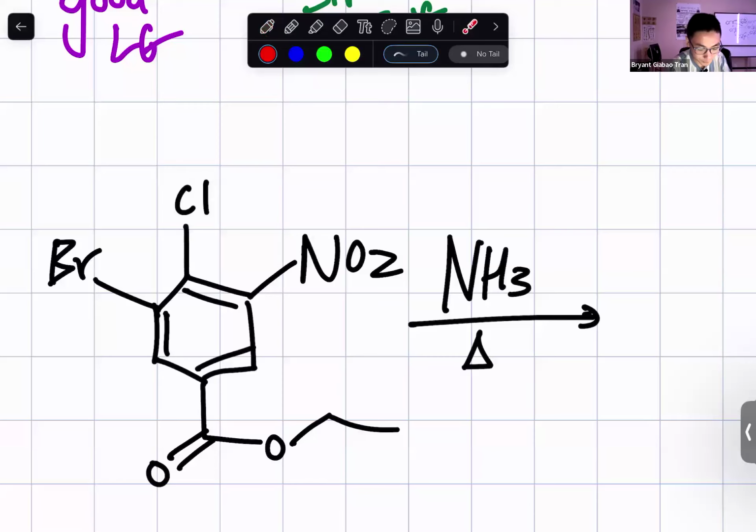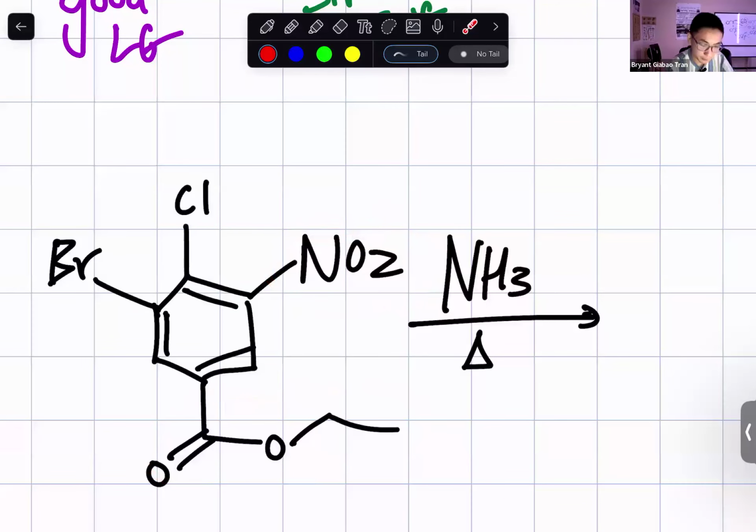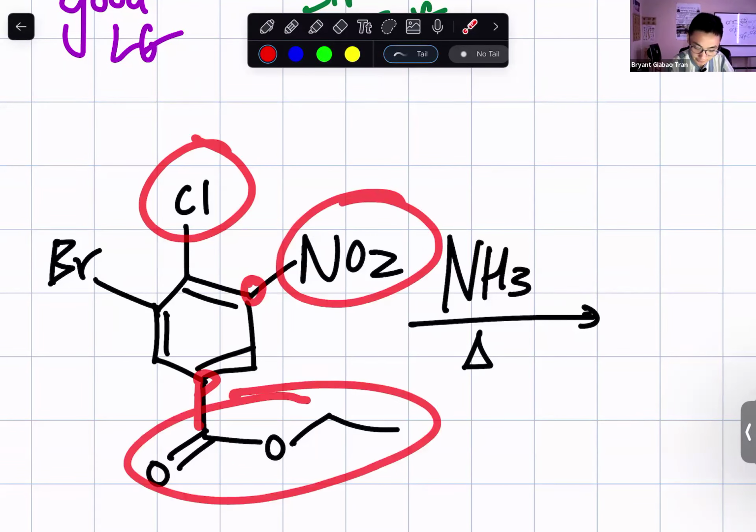But remember back in 118A, we said bromine is a better leaving group than chlorine because it's a bigger atom size and is able to stabilize the negative charge. For this one, we know it's nucleophilic substitution because we have a benzene ring with good leaving groups and EWGs on it. But if we have multiple, we have to choose the leaving group that has the strong EWG ortho or para to it, which is the chlorine here.